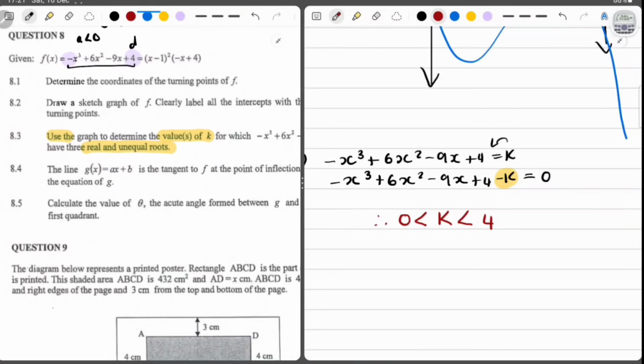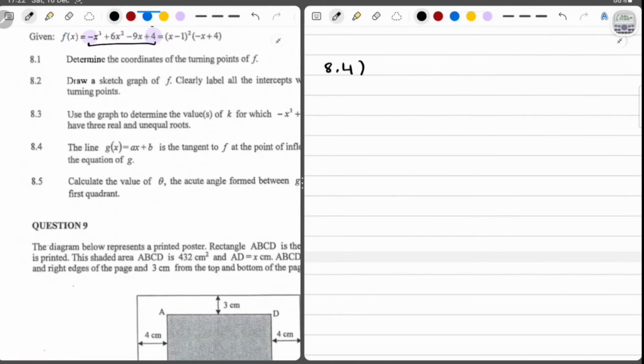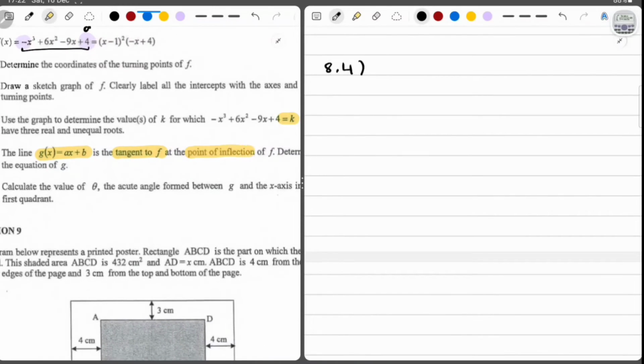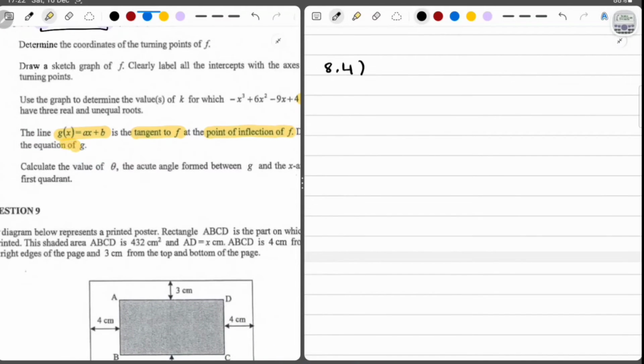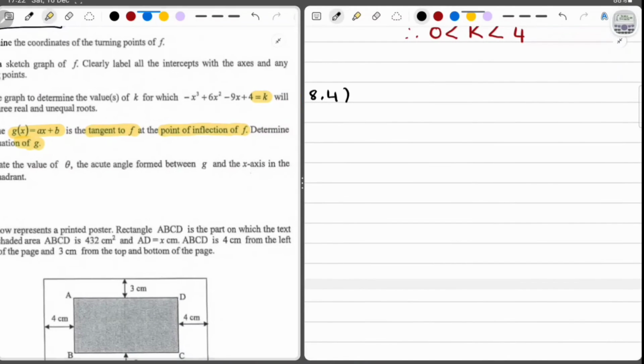Moving on to the next question, we have 8.4. Okay, so 8.4 says this. It says, the line g of x is equal to ax plus b is a tangent to f at the point of inflection of f. Determine the equation of g. Okay, this is not a bad one. It's actually quite a simple one.